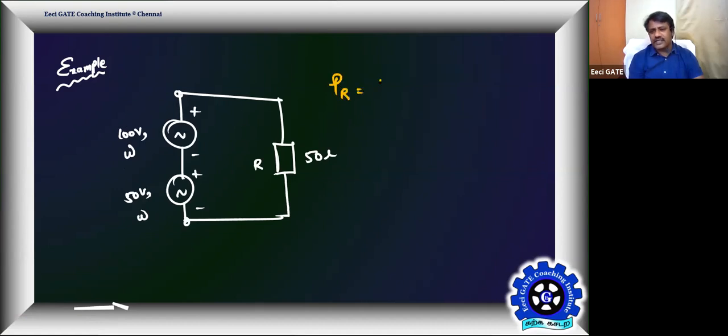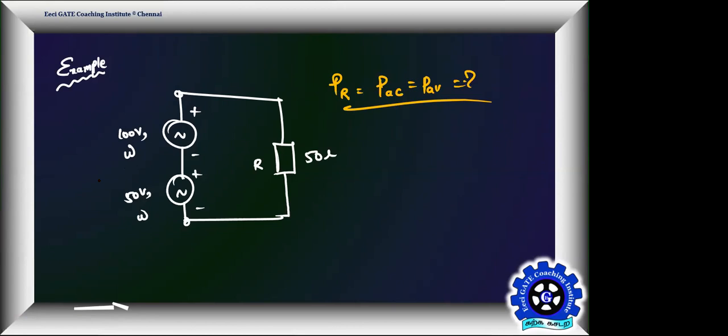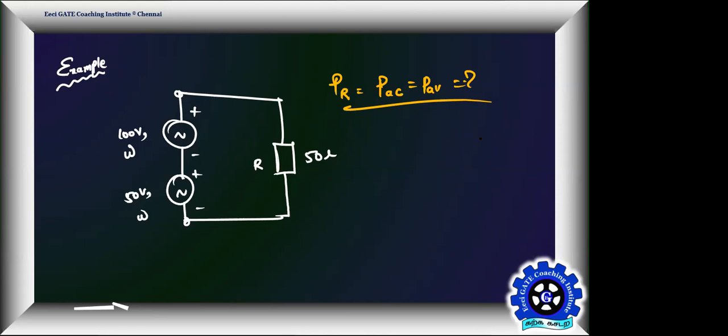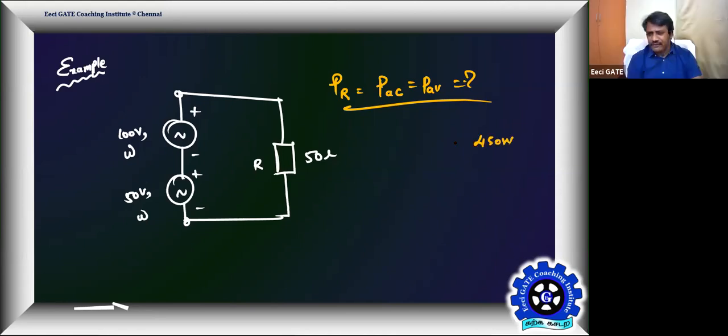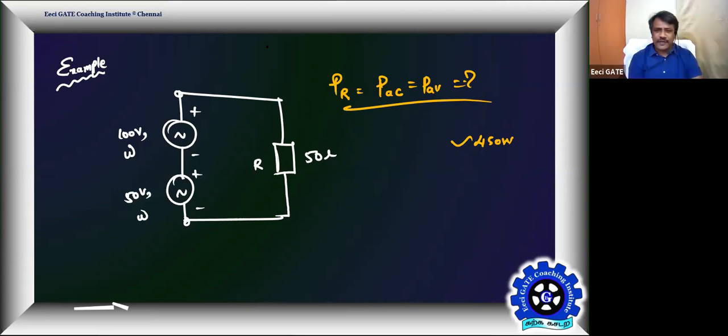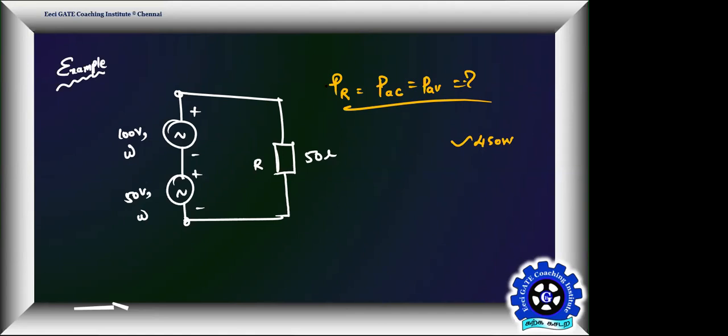Power across the resistor, or AC power delivered by the source, or average power delivered by the source to the load? Tell me what is the power delivered? 450 watts. Yes, Yashwant, how much? 450 watts, yes. Anyone can confirm? Yes, sir. Same, sir. One more response, please. Yes, Akshaya. Yes, Fadil. 450 watts.